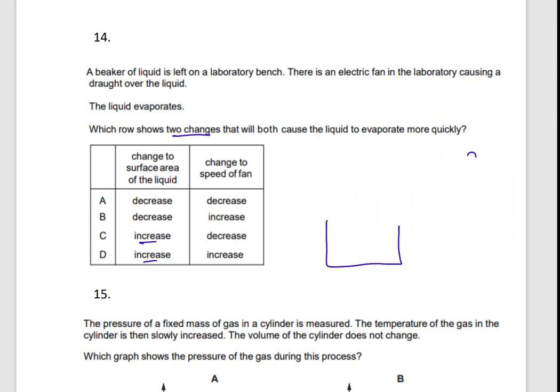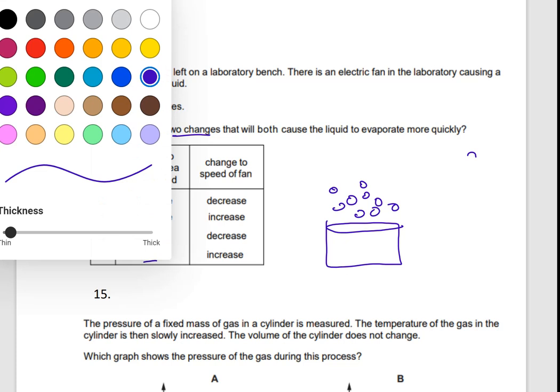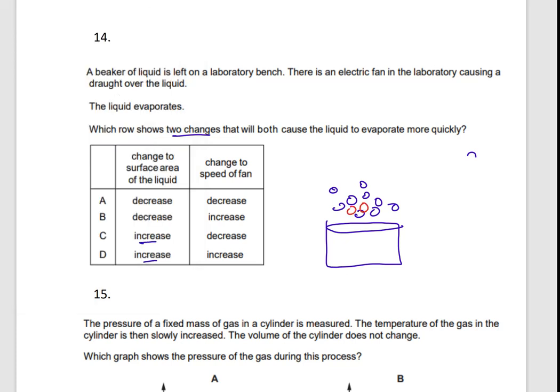So let's say this is the vessel where the evaporation is taking place. And when the evaporation is taking place, there are air molecules over here, and the evaporated molecules would occupy the space in between them. Now, after some time, this would be saturated because there is no space for the evaporated molecules to occupy. In that case, the evaporation would decrease.